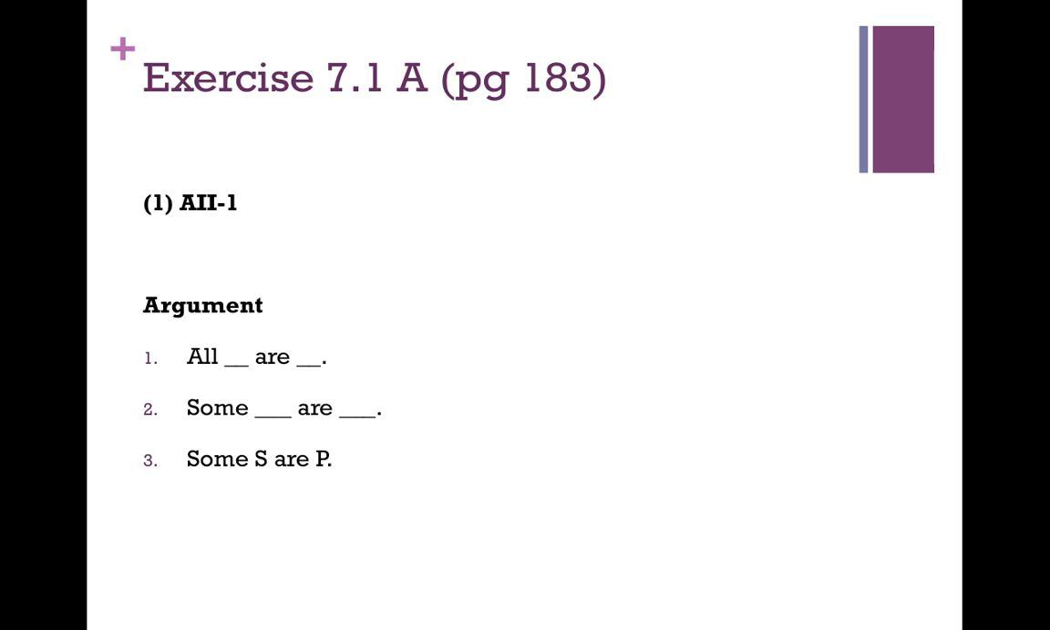Then what we do is we fill in the middle term, and since we know this is first figure, the middle term is going to be the subject of the major premise. The major premise is the first premise, and the middle term is going to be the predicate of the minor premise right here. And then once we do that, the rest is pretty easy. The major term comes in the major premise, which is the very first premise, and then the minor term comes right here. And so this is how you would fill this argument out.